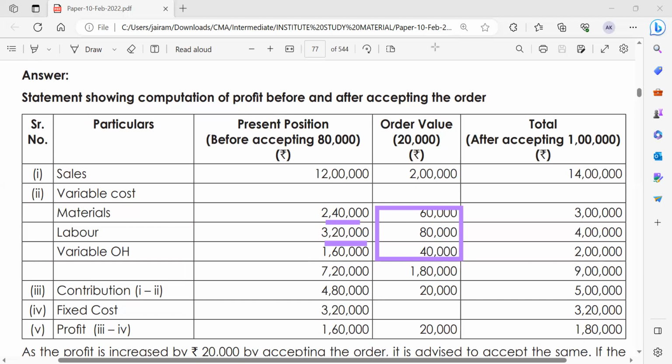Now we have got the variable cost total. Sales minus variable cost, your contribution is 20,000. So you are already getting profit. Your fixed cost is covered here. So fixed cost is already fully recouped. So this 20,000 you can earn extra by this order value.